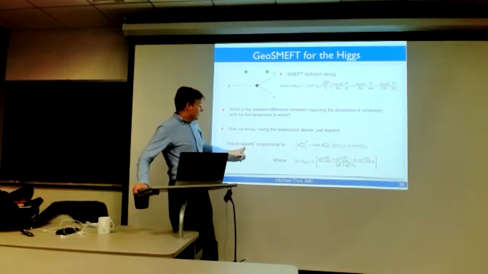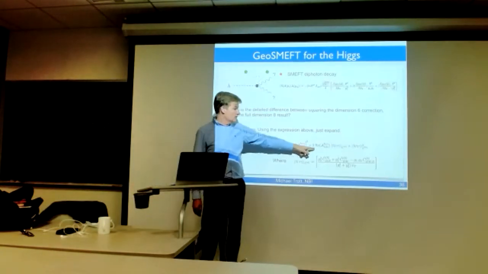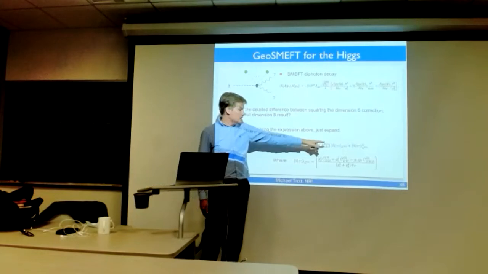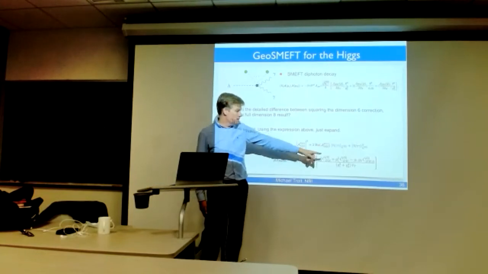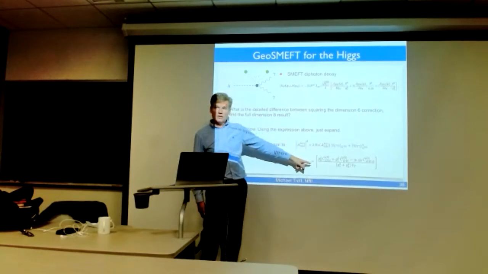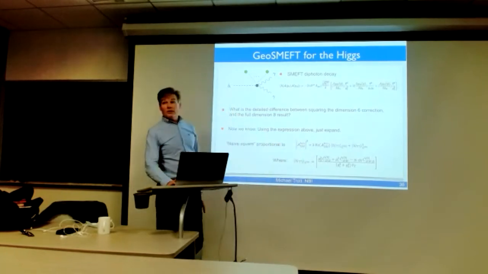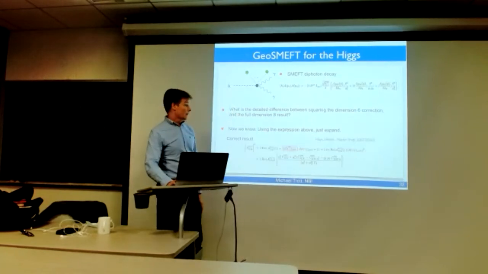In the case of the standard model, the naive square is just the standard model squared, the interference term of dimension 6 with the standard model, and then the self square of the dimension 6, which is these 3 combinations of Wilson coefficients in the Warsaw basis. That's what people could calculate for a long time. When you do this and you actually have the full dimension 8, what do you get?